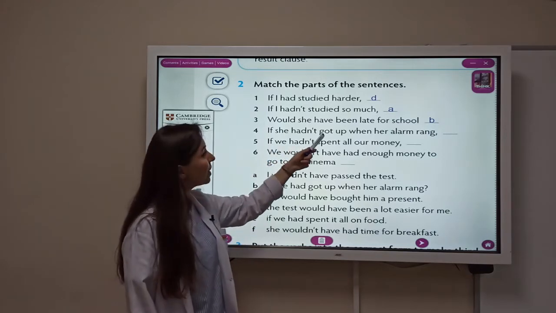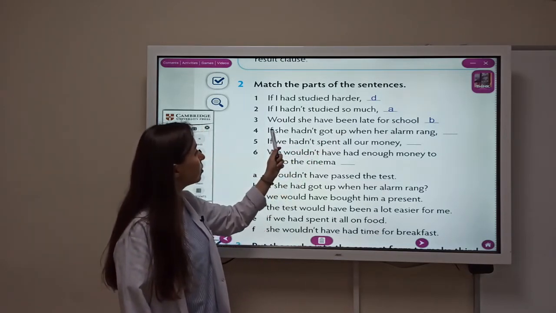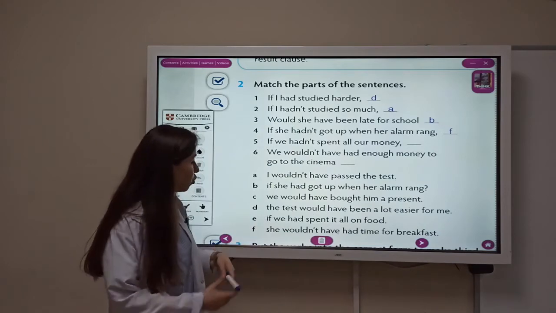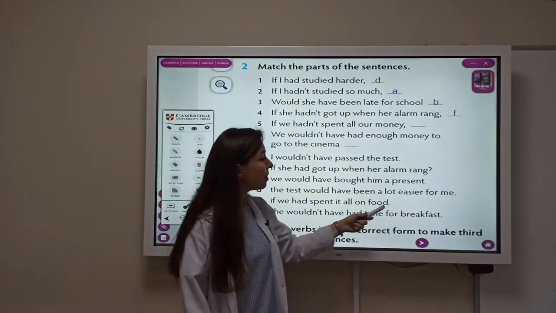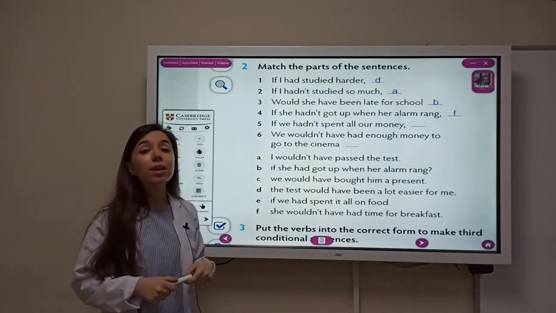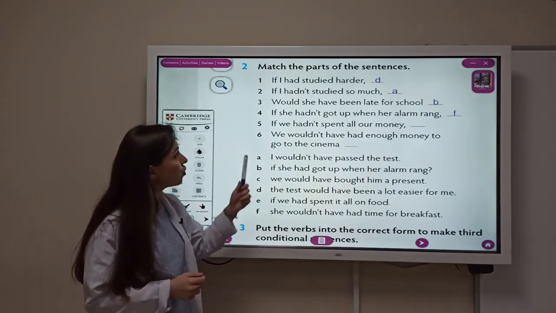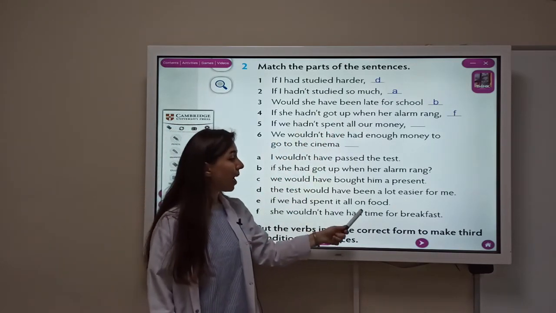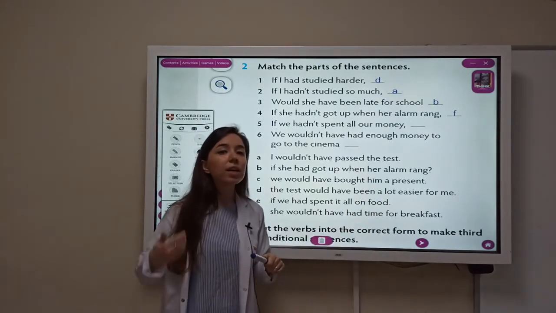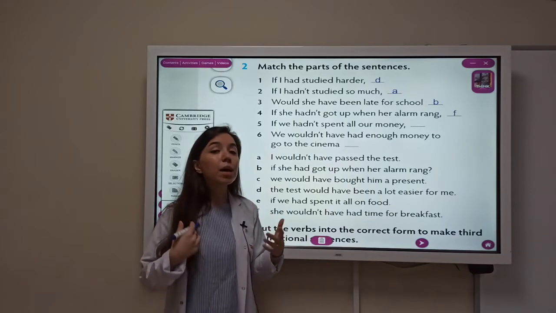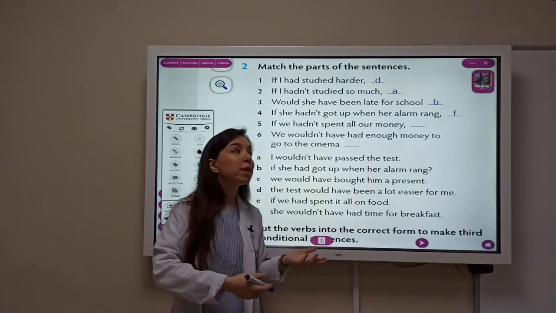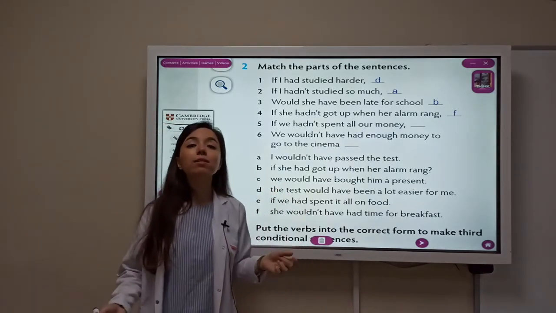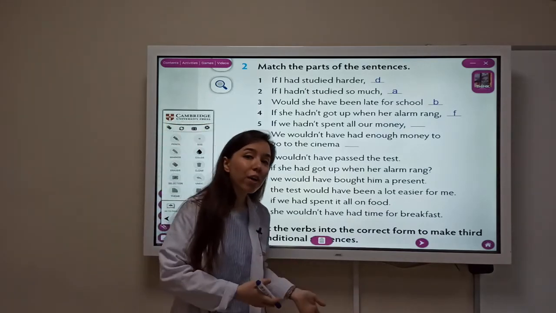If she hadn't got up when her alarm rang, then what's going to happen? She wouldn't have had time for breakfast. Again, we are talking about the unreal situation in the past. So she said that if she hadn't got up when her alarm rang, she wouldn't have had time for breakfast. But when we think about it, it's something that happened. But we make it an unreal situation in the past. If she hadn't got up, she wouldn't have had time for breakfast. So we understand that she had got up and she had time for the breakfast.